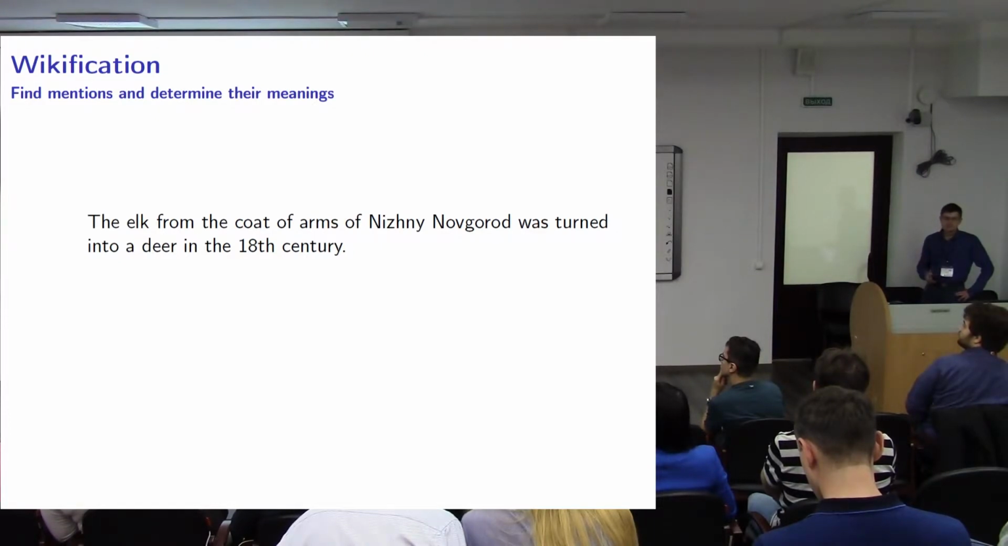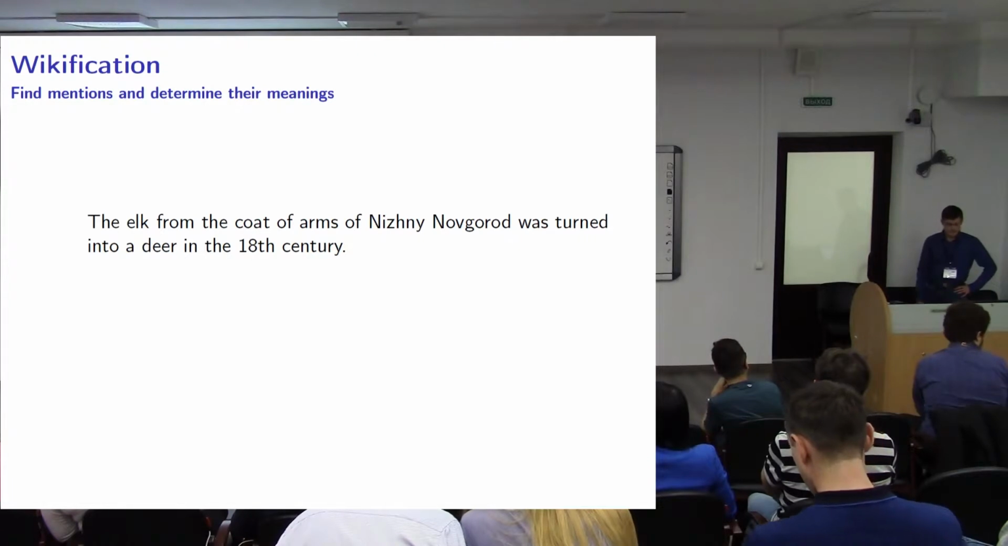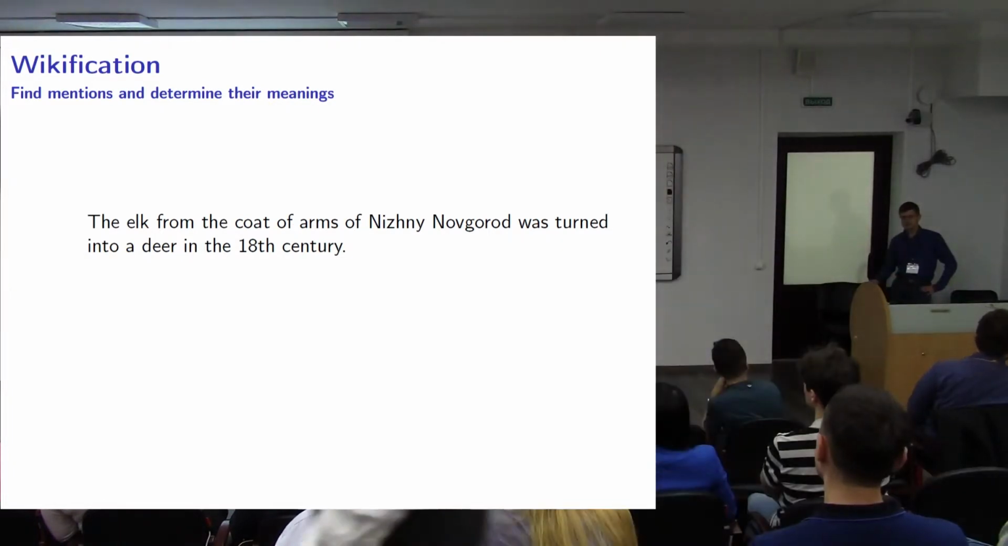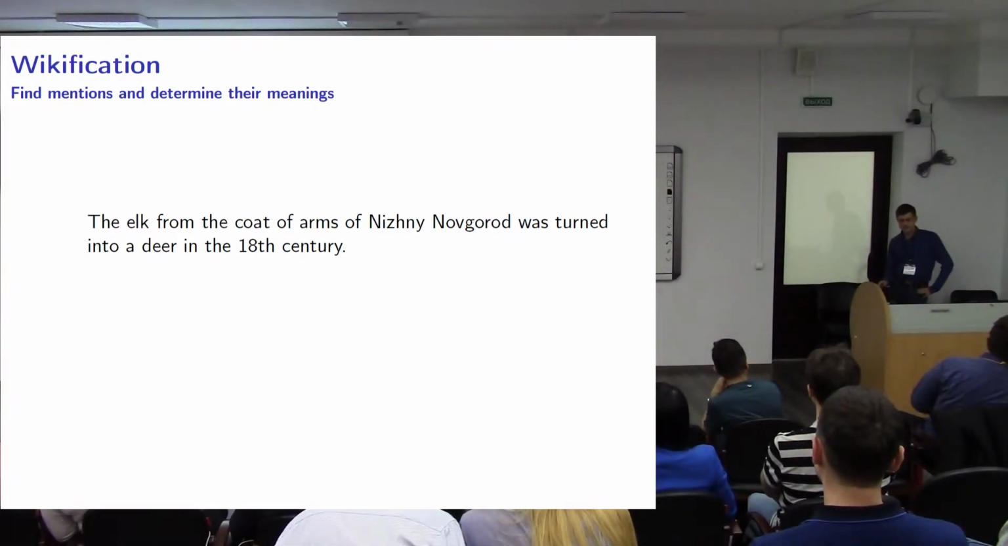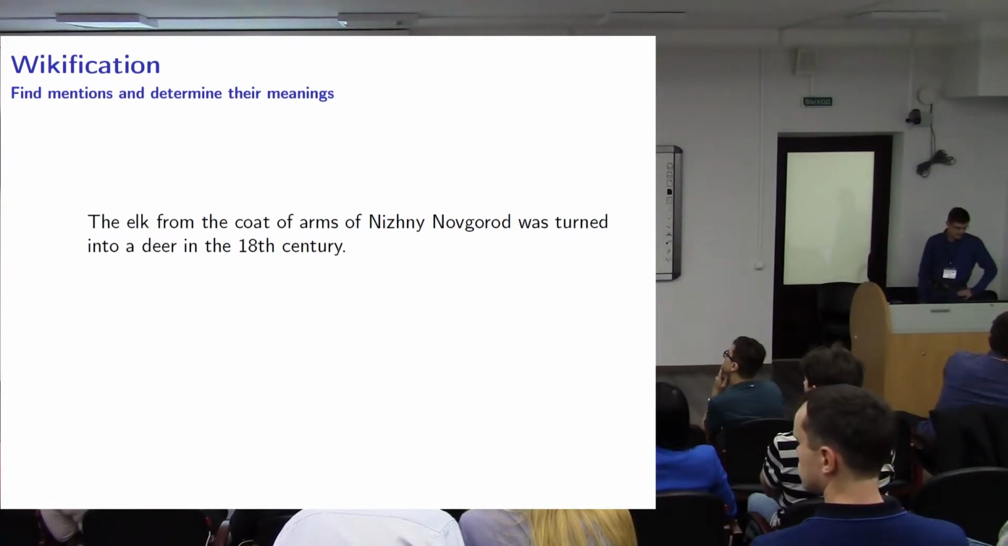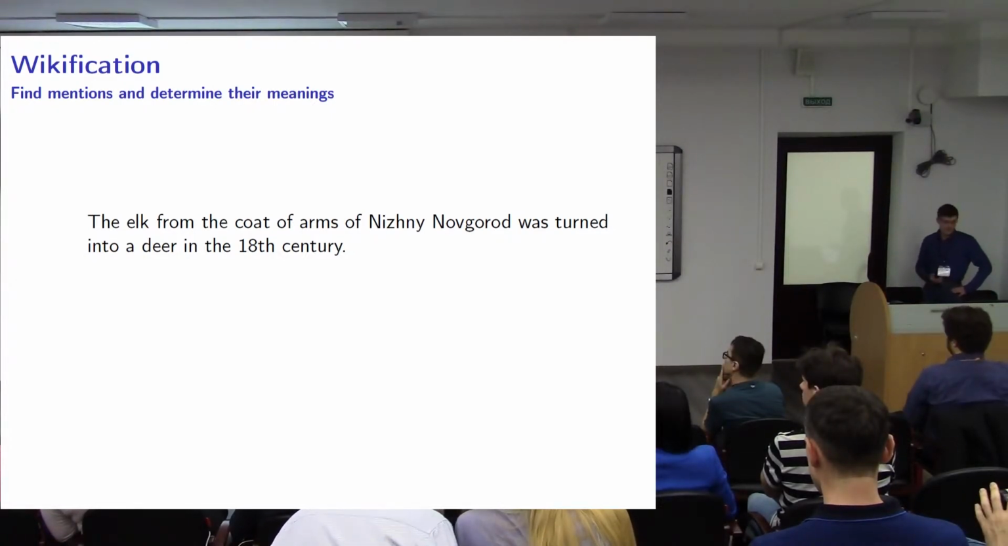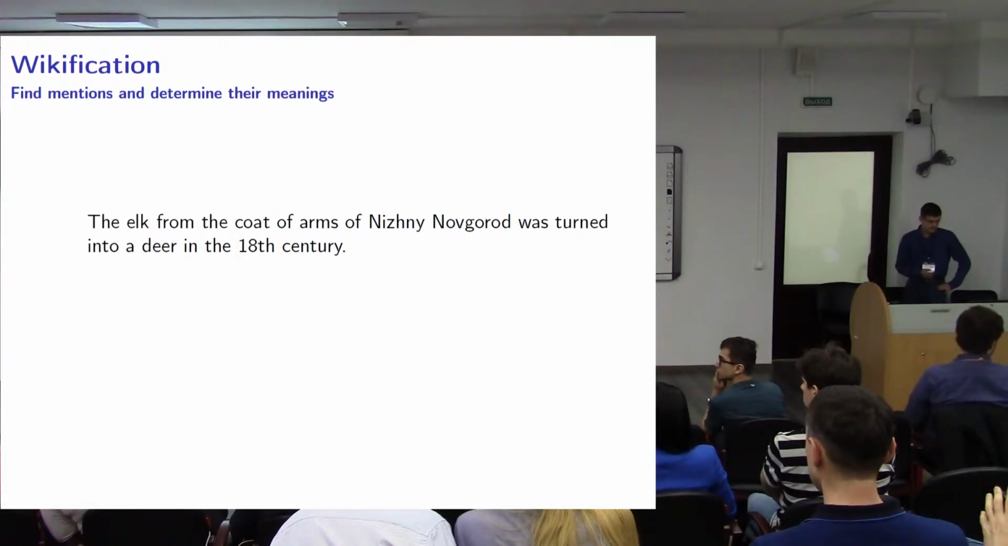And actually, Wikification is the solution for this task. You can see it's here, the wiki part. It means that we are addressing Wikipedia and trying to use it as a knowledge base. So Wikification is actually about finding mentions in the text and determining their meanings. Let's look at this example.